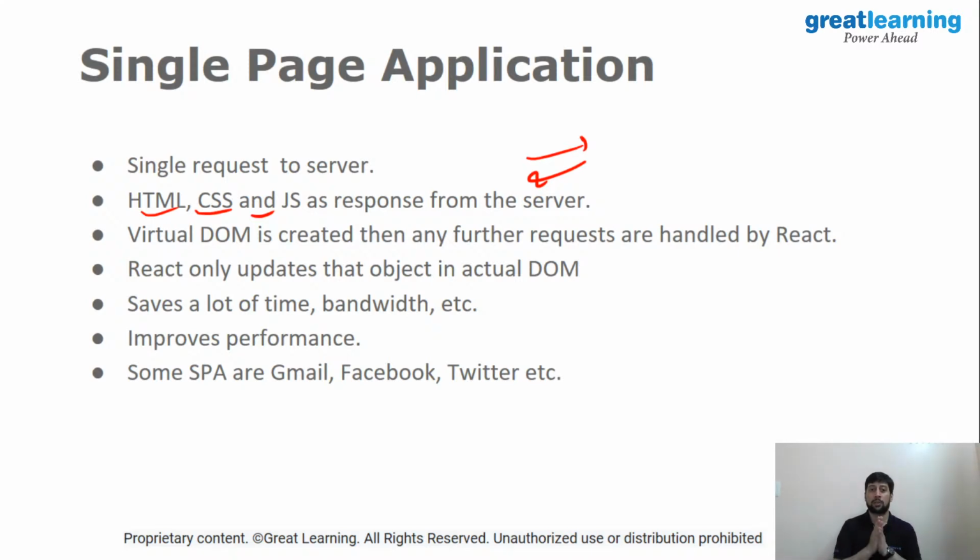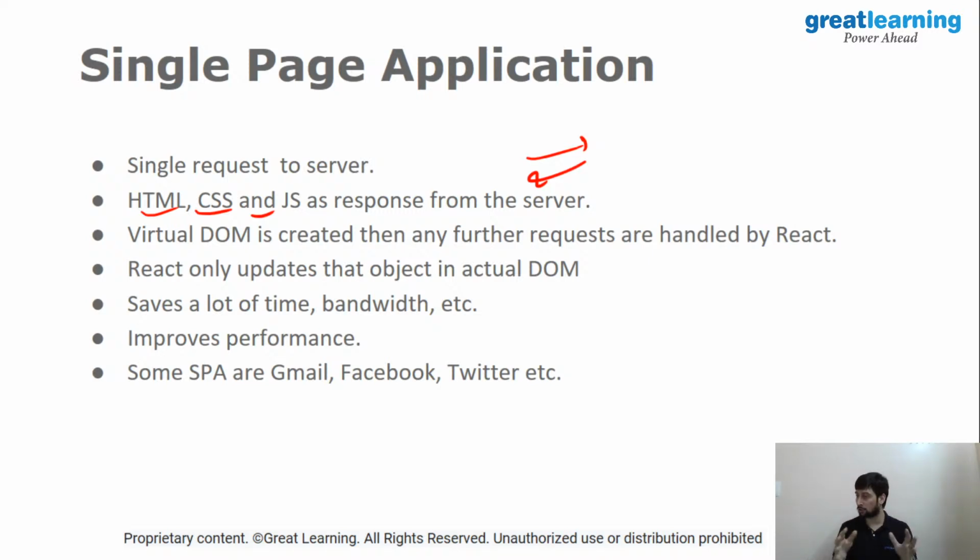Cool. So now the virtual DOM is there. Now with the help of this virtual DOM, what are the changes that you want? You have your original DOM, and a single request goes to the server and comes back. Then with the help of the virtual DOM, any further request is handled by React. So with the help of this virtual DOM, a single request to the server is possible. Now obviously React only updates that object in the actual DOM.